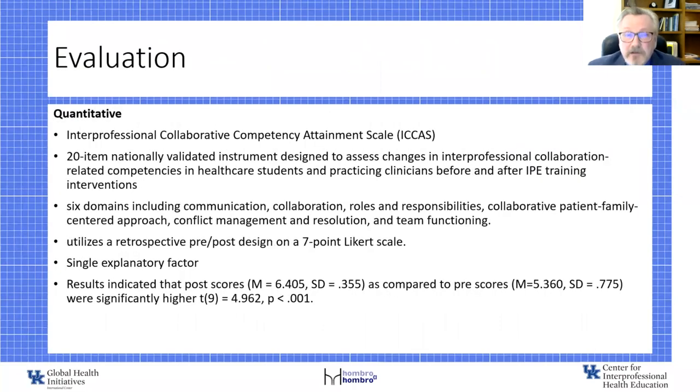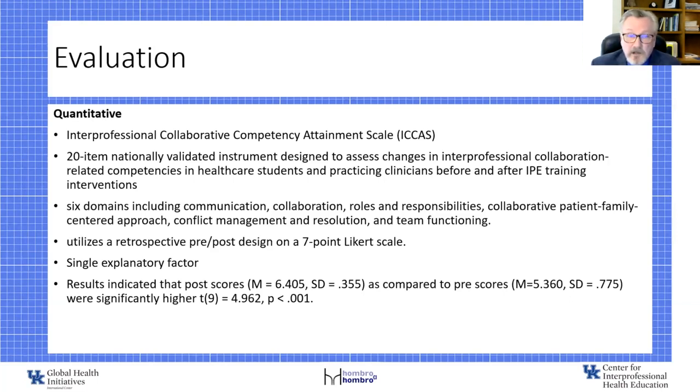The evaluation we did was a mixed methodology. On the quantitative side, we used the Interprofessional Collaborative Competency Attainment Scale, the ICAS. This is a validated instrument. It's pretty short. It has 20 items, and it assesses changes in interprofessional collaborative competencies in healthcare students and practicing clinicians in a pre-post environment. It has 6 domains, including communication, collaboration, roles and responsibilities, collaborative patient-centered approach, conflict management and resolution, and team function.